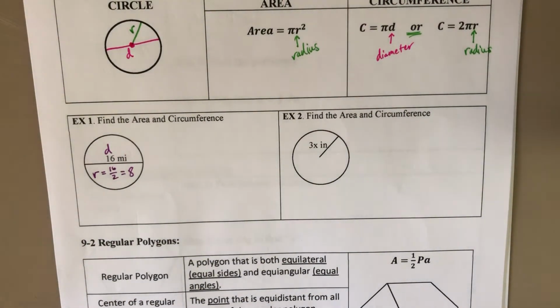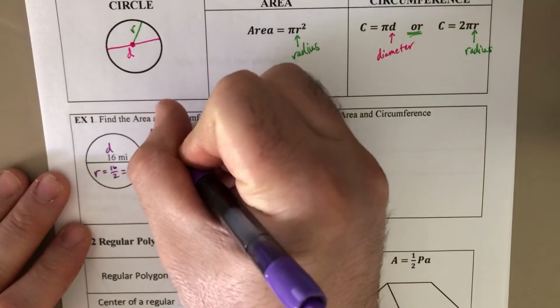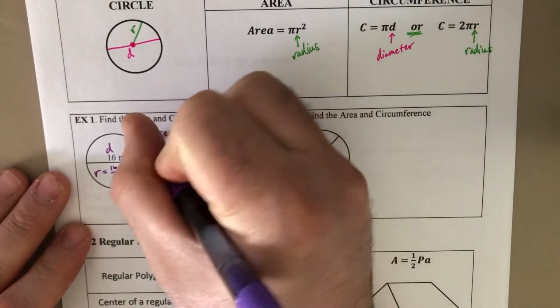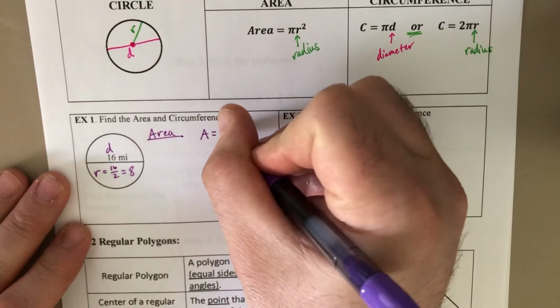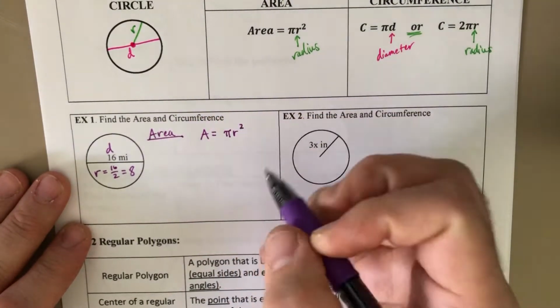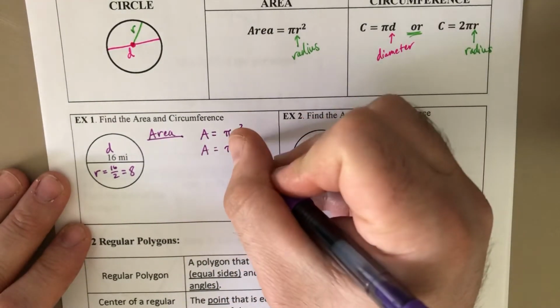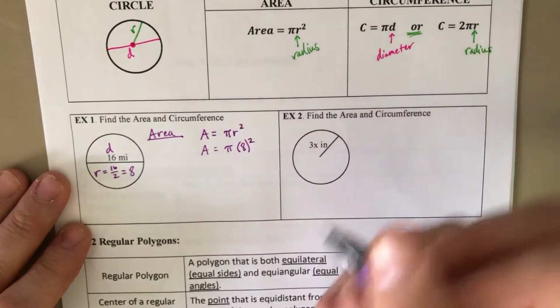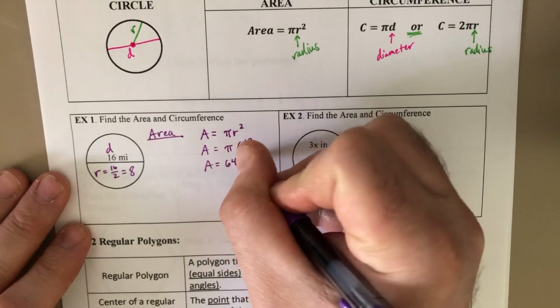All right, so let's go ahead and do it. Let's get the area first. The area, and I always write the formula out. Area equals pi r squared, where r is 8. So pi times 8 squared. And so that'll give us 64 pi.